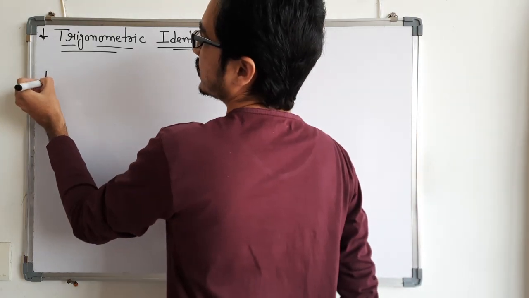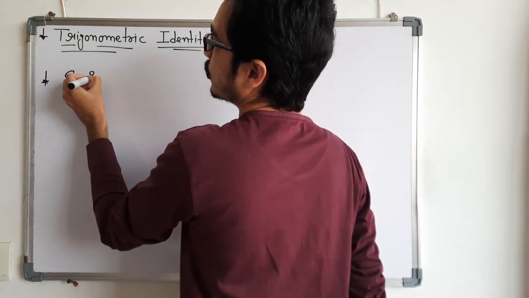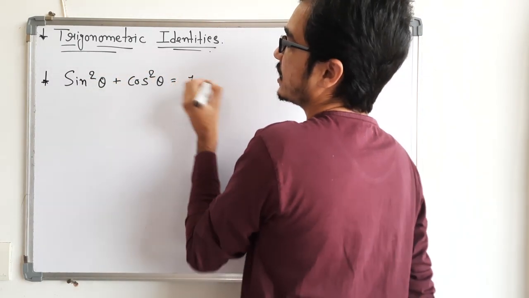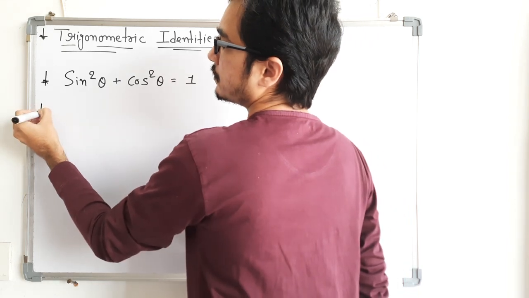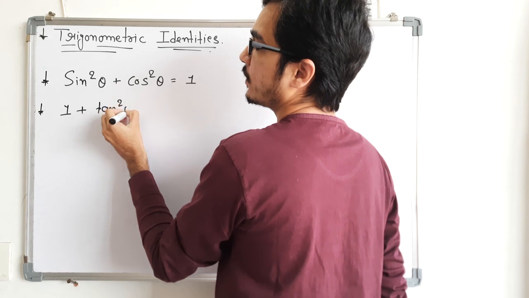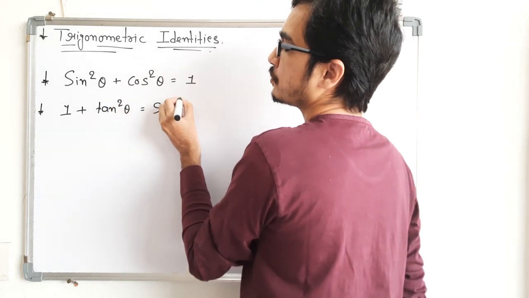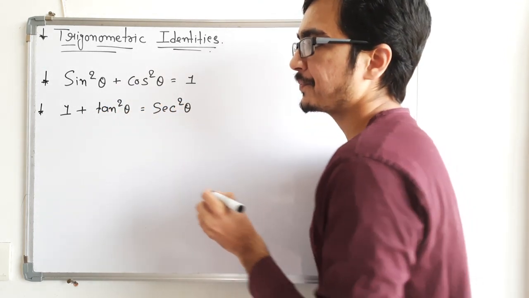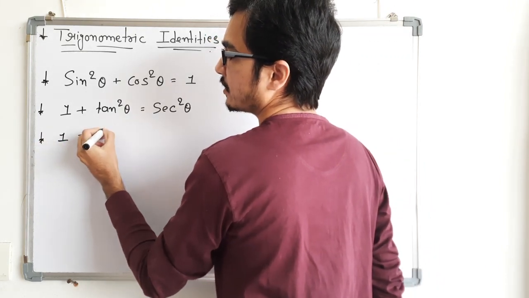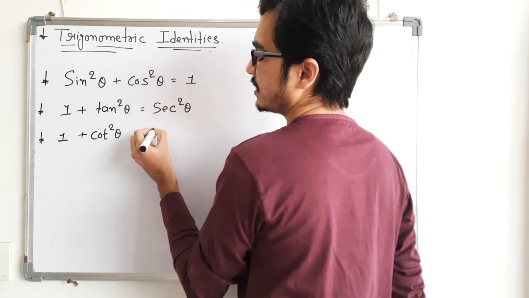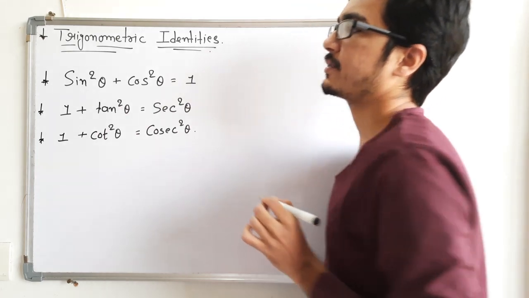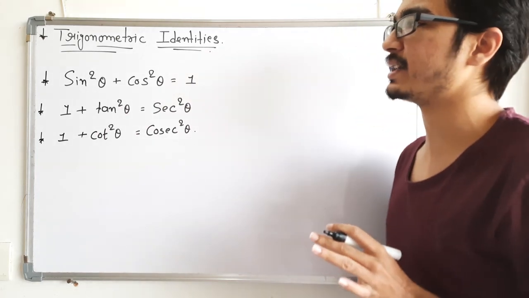The first one is sine square theta plus cos square theta is equal to 1. The second one is 1 plus tan square theta is equal to sec square theta. And the third one is 1 plus cot square theta is equal to cosec square theta. These are the three identities.